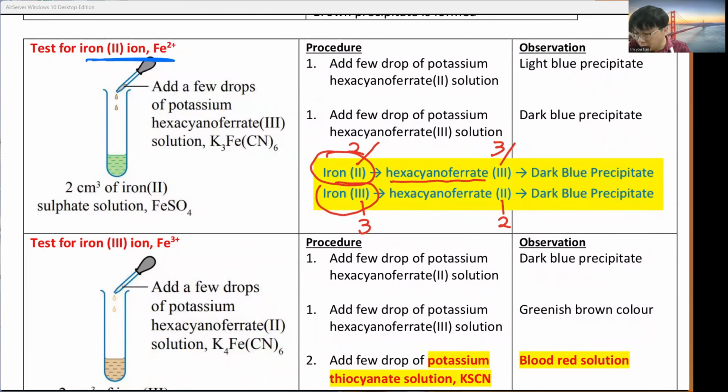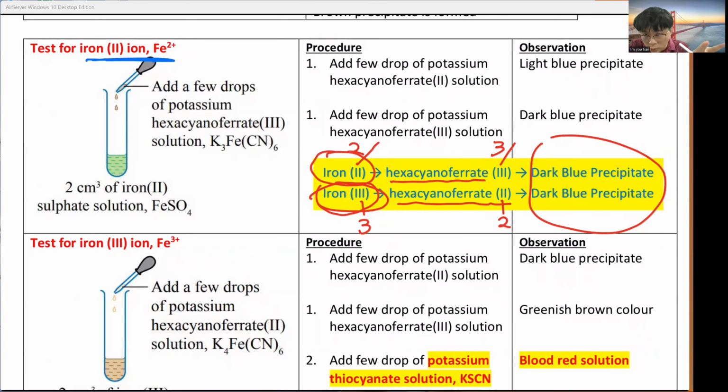If I want to test Fe2+, I use potassium hexacyanoferrate(III). Then, if you want to test iron(III), you use potassium hexacyanoferrate(II). Both will give you dark blue. Then you make your life easier. You know it's a dark blue precipitate that comes out.